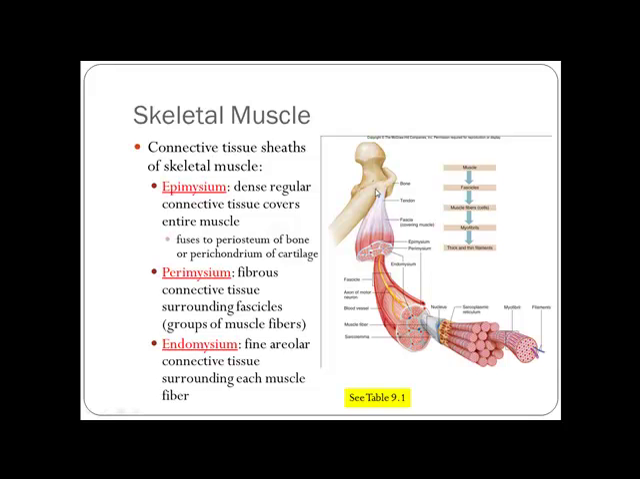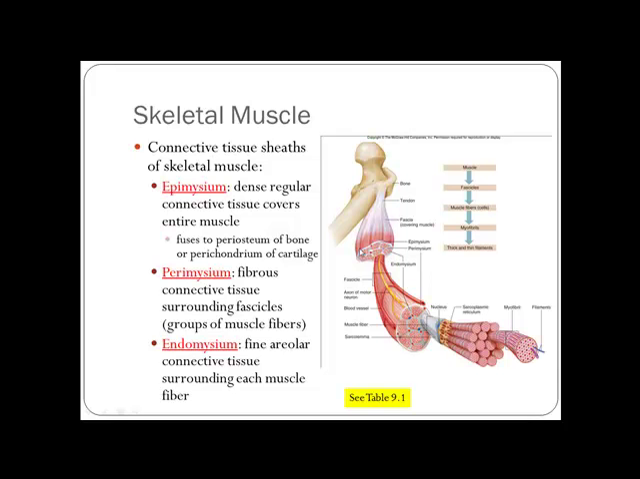It will be attached to your bones via Sharpey's fibers. This attachment to the bones is so strong that before the attachment breaks, it's likely that the tendon can rip off a chunk of bone. Perimysium is going to be a fibrous connective tissue, so it's going to be a little bit thinner. It's not going to be as strong as this epimysium, but it'll do a good job of separating these fibers out. And then the endomysium kind of just separates everything a little more.